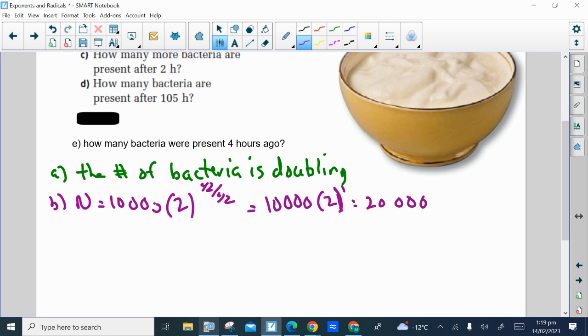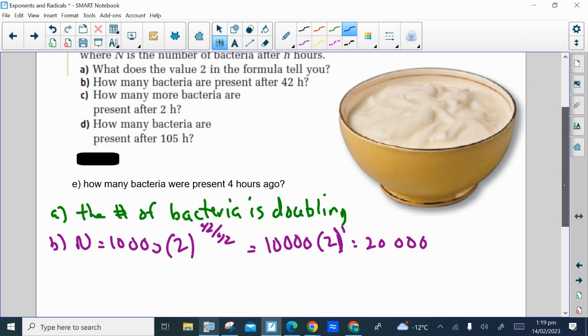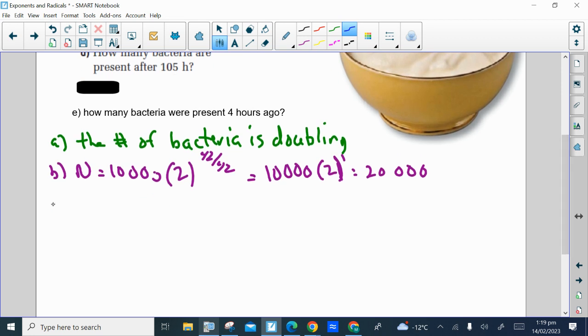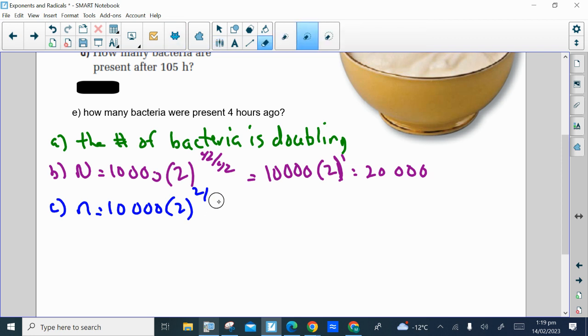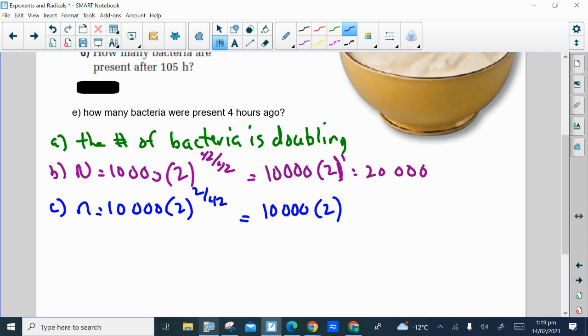Okay? Part C. How many more bacteria are present after 2 hours? So in this case, we would let n equal 2 and compare it to what we started with. We started with 10,000. After 2 hours, that means h, the number of hours, will be 2. Now, we can simplify that fraction. That power, 2 over 42, is the same as 1 over 21.